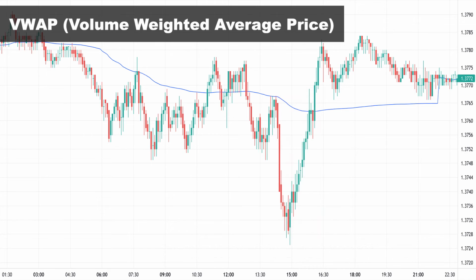VWAP is a great indicator for intraday trading because it takes into account both price and volume together, and it gives more weight to price levels that have higher volume, so you can understand the price points of interest in the market in that day.